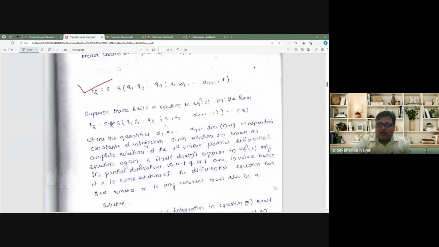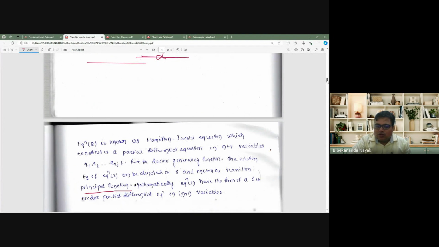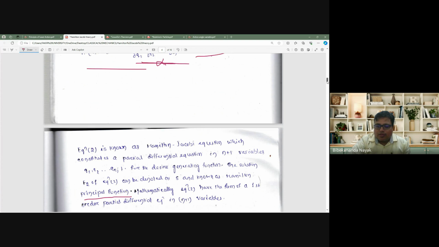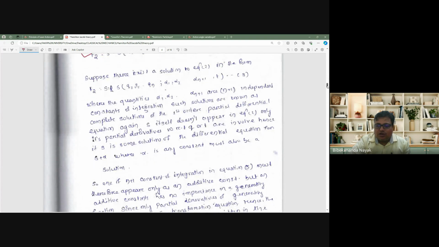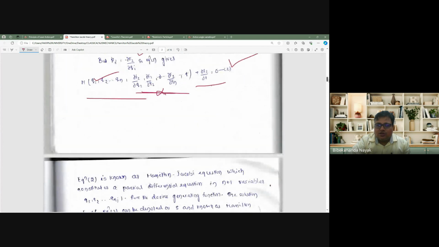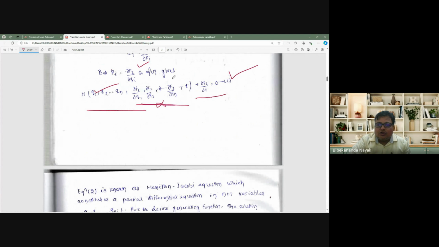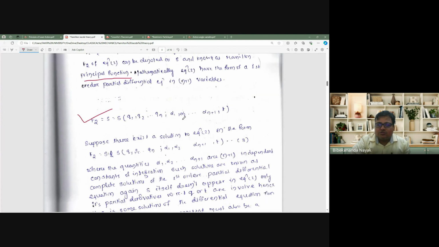Suppose that S is the solution, so S is a function of q1 to qn, alpha, and t, which is known as Hamilton's principal function. From this, what is important? These things are not required. Only remember this is the Hamilton-Jacobi equation, and this F is actually your Hamilton's principal function.